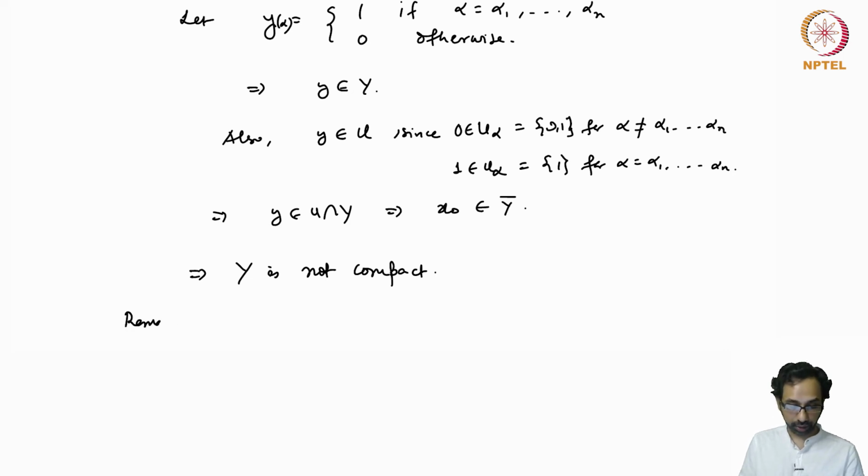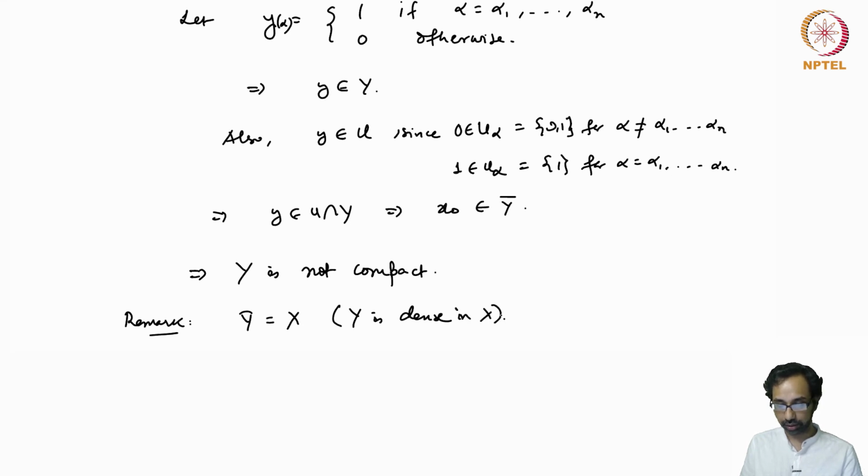And in fact one can also show, remark, that Y closure is the whole of X. So in this case we call Y dense in X. When the closure of a subspace is the whole space, we call it dense, and in this case Y closure is actually the entire space X, and I leave this to you as an exercise to prove. And now we will show that Y is sequentially compact.